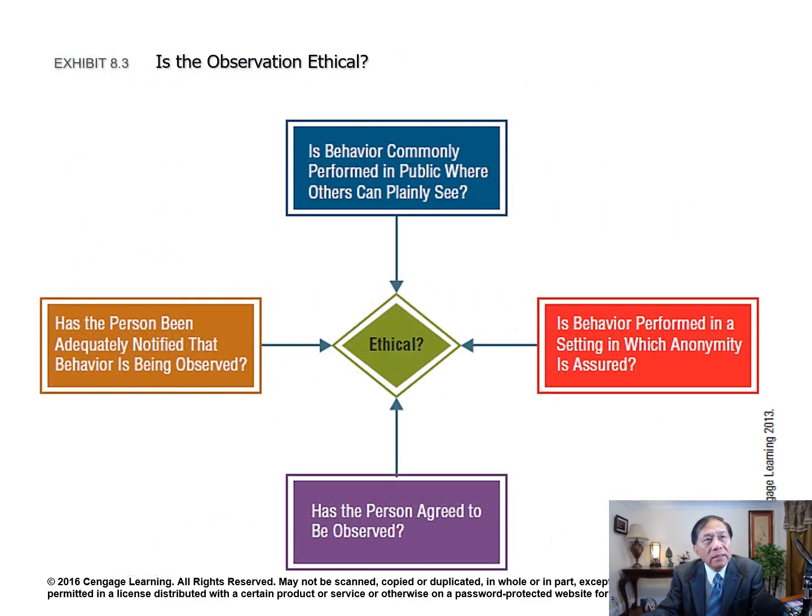To decide if something is ethical, you may want to ask yourself a few questions here. Is the behavior commonly performed in public where others can plainly see? If it is, maybe okay. If not, maybe unethical. Okay? Has the person been adequately notified that the behavior is being observed? Or has the person agreed to be observed? Right? Is the behavior performed in a setting in which anonymity is assured? Okay? You can ask these questions to determine if something is ethical or not.